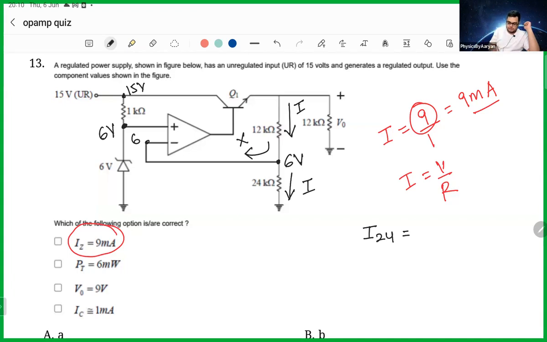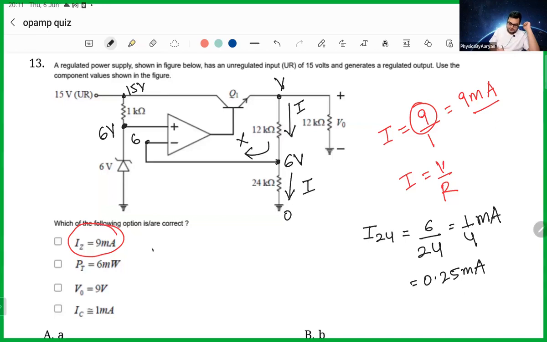What is the voltage difference? 6 minus 0, 6. Divided by what is the resistance? 24 kilo ohm. So this is 1 by 4 milliampere, which is basically 0.25 milliampere. The same current is here also. If the current in 12 kilo ohm is also 0.25 milliampere, then what is the voltage at this point? What is the voltage at this point?